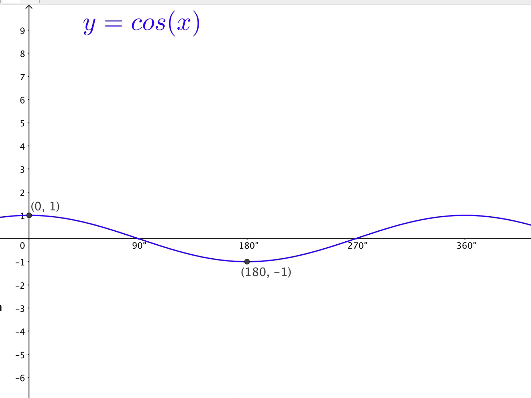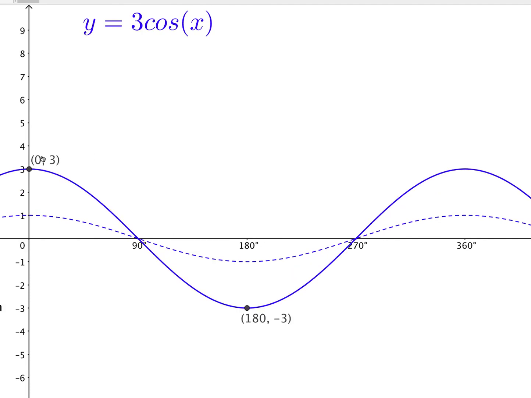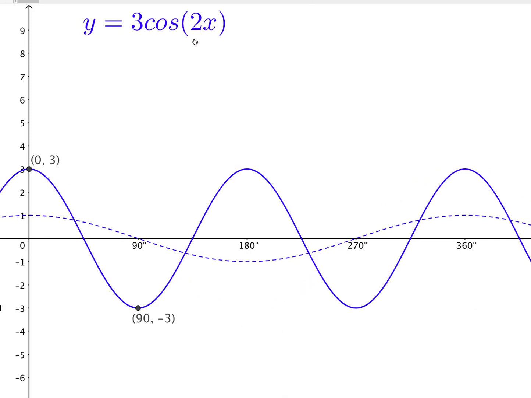Cosine, if I apply the same sort of changes, it'll just have the same sort of effect. That's a y stretch, the y coordinates are multiplied by 3. Now, it usually went to a minimum of -1. There is a minimum of -3 now. The y coordinate has been multiplied by 3. That 2x just halved all the x coordinates. The period is halved to 180. So there's one cycle in 180, 2 cycles in 360.